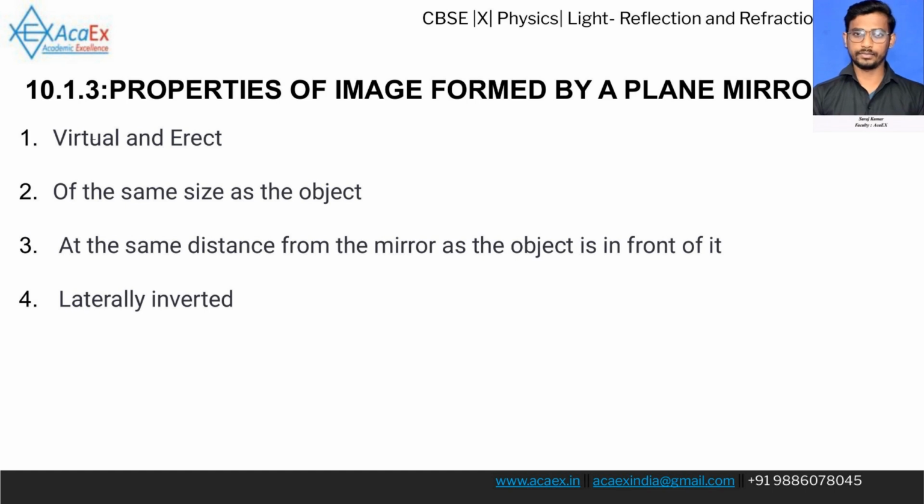Properties of a plane mirror. Images. A plane mirror forms images that are virtual and upright, the same size as the object, the same distance behind the mirror as the object is in front, and laterally inverted, so left appears right.